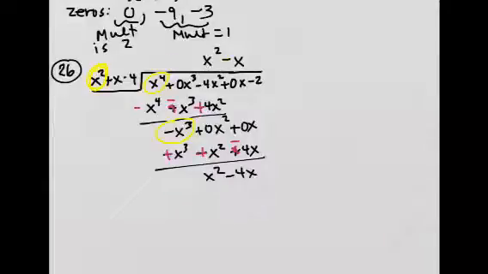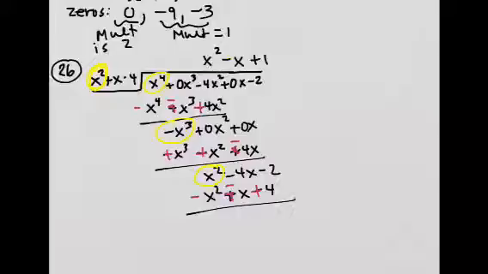Now we bring down the negative 2. Okay, so x squared times what gives you x squared? That would be 1. So we multiply, and then we subtract. When you subtract, you add the opposite.